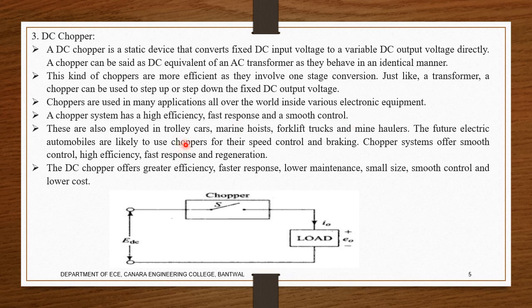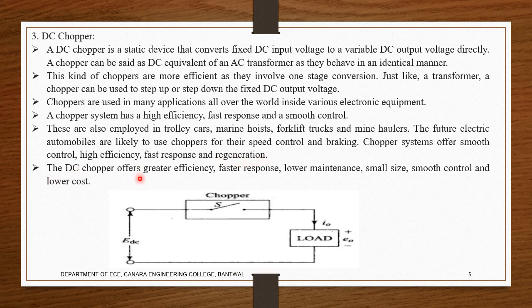They are also employed in trolley cars that we see going from mountain to mountain, marine hoists, the machinery in ships, forklift trucks, the trucks we call tippers, and the mine haulers, which are used in mines. Future electric vehicles are also going to use choppers for their speed control and braking. Chopper systems offer smooth control, high efficiency, fast response, and regeneration.